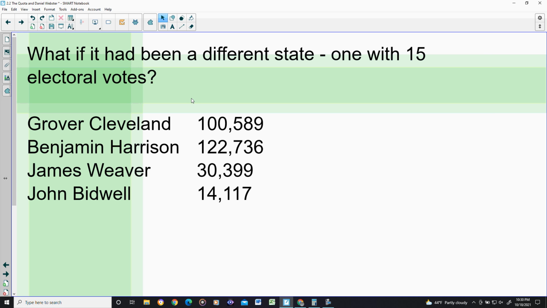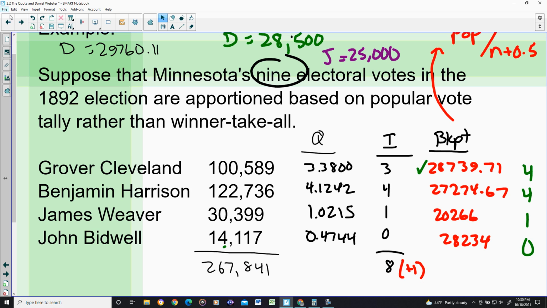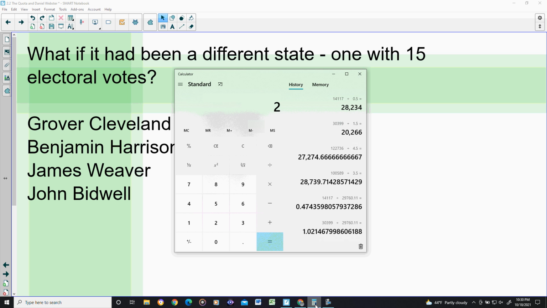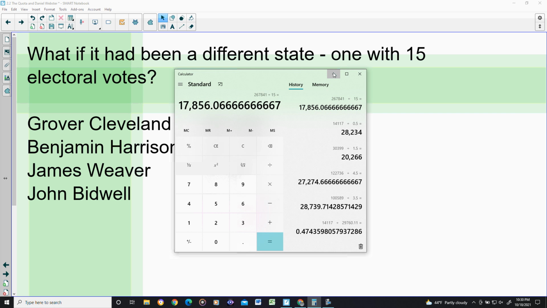So let's say we go to a state with 15 electoral votes. Let's use the same numbers, just for the sake of argument, even though obviously the state would probably have more voters. But let's say we do 15 electoral votes instead of nine. Let's see what happens. We're still going to add it up. We're going to get the same number, 267,841. That's not going to change. But the divisor is going to be different, right? So 267,841 divided by 15 is 17,856.07.